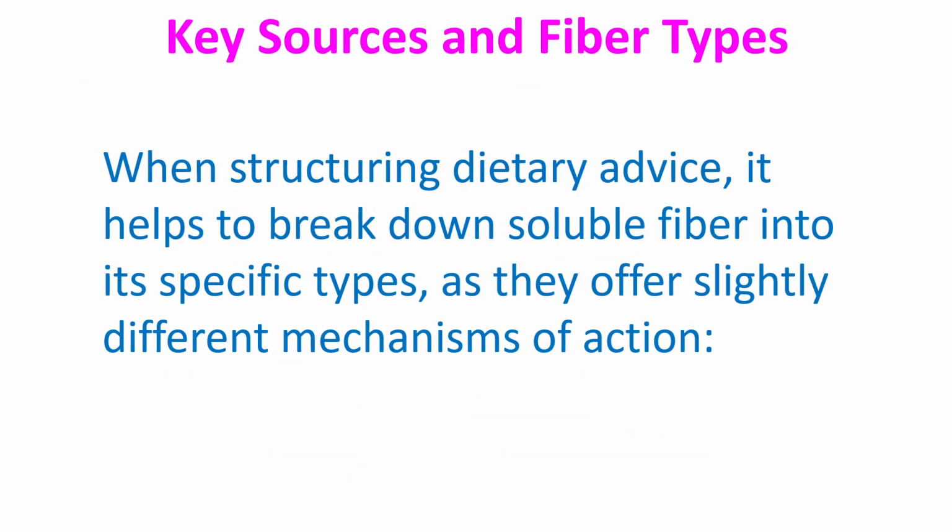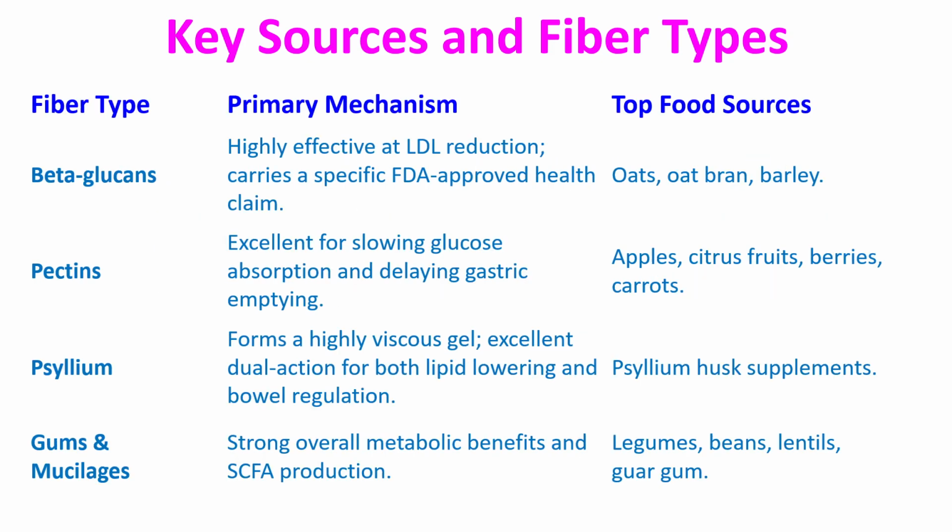Key sources and fiber types. When structuring dietary advice, it helps to break down soluble fiber into its specific types, as they offer slightly different mechanisms of action. Beta-glucans: highly effective at LDL reduction, and carries a specific FDA-approved health claim. Top food sources: oats, oat bran, barley.